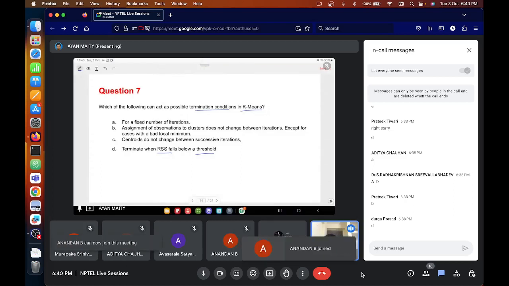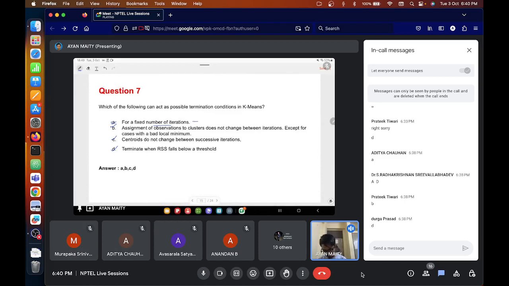So the correct answer here is all four options. The first option says fixed number of iterations. It is certainly possible that if you have experimented with the algorithm on that dataset, after a certain number of iterations it always converges, the clusters always converge. In that case you can set it as the termination condition.